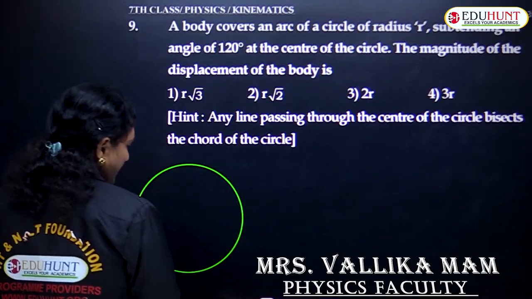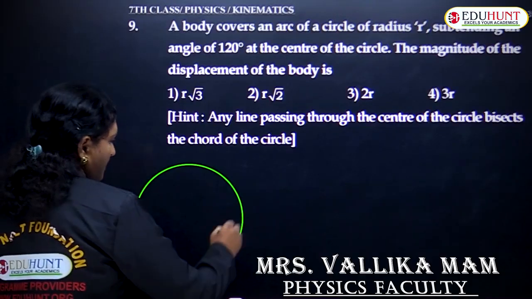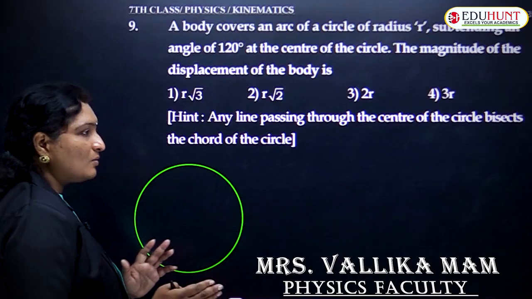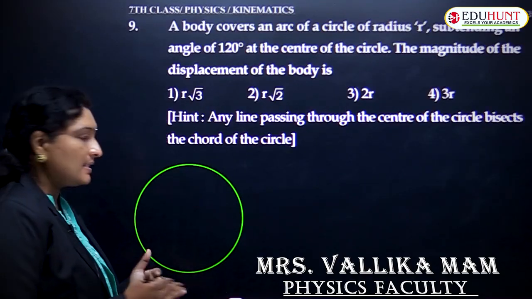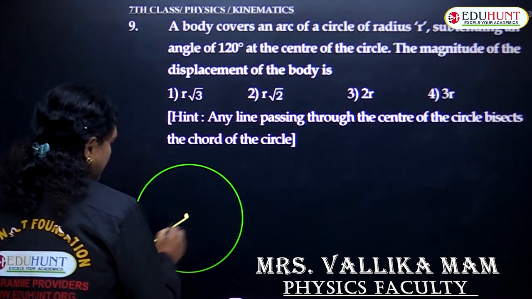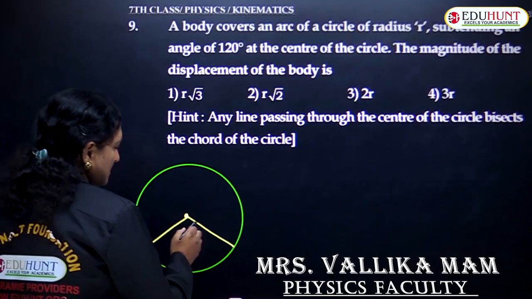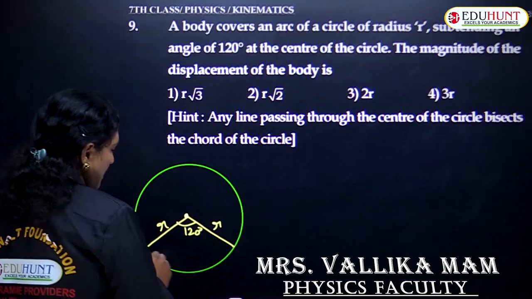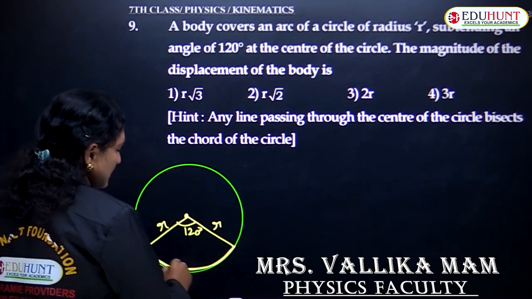If you observe, the complete circle would be 360 degrees and half circle would be 180 degrees. A quarter circle will be 90 degrees. 120 means more than a quarter circle and less than half circle. So the angle will be something like this, more than 90 and less than 180. So this will be 120 degrees whose radius was given to be r, and this was the arc of the circle. The body would have covered this length.